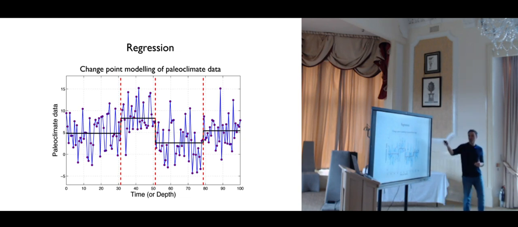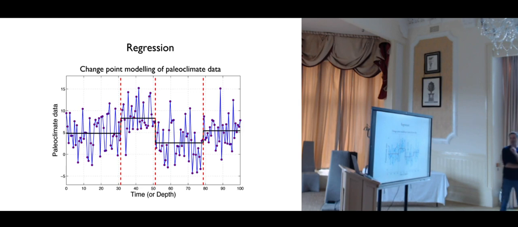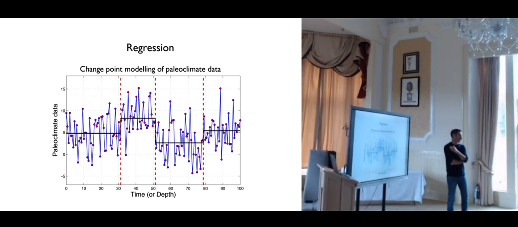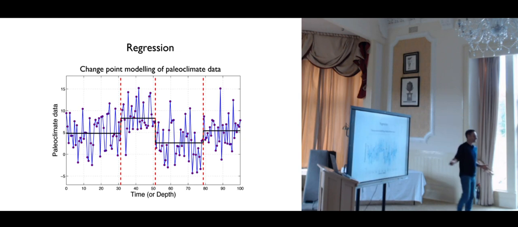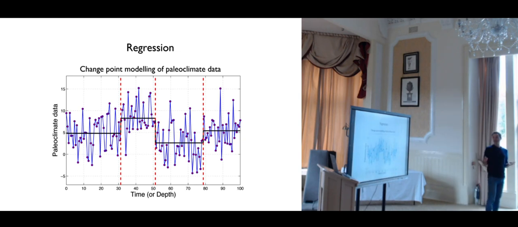And so the goal is, from the point, can we recover the black line? But most importantly, it's not exactly the black line that we are interested in, it is the red, the position of the change points. What is the time in the past where we had the change in the climate? So the question is, if I give you this data set, can you tell me where are the change points?